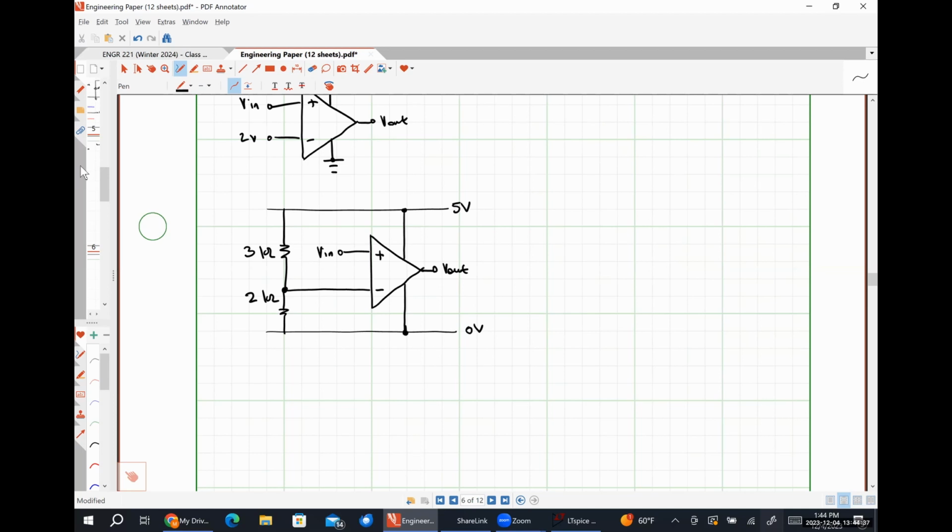So V out is going to be AVOL times VD, where VD is just V plus minus V minus. And then I have a voltage divider here at the output, so that's going to look like RL over R out plus RL. Plug in the numbers that I give you for all of them. That's it.